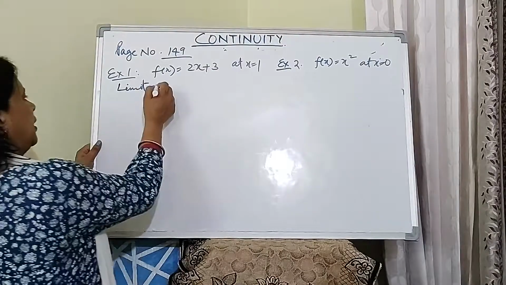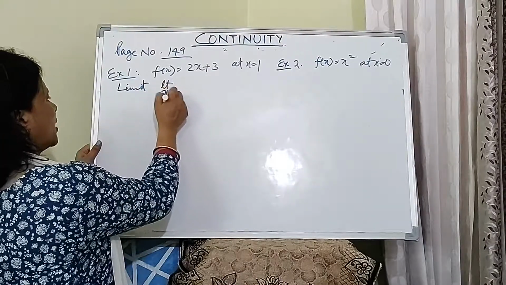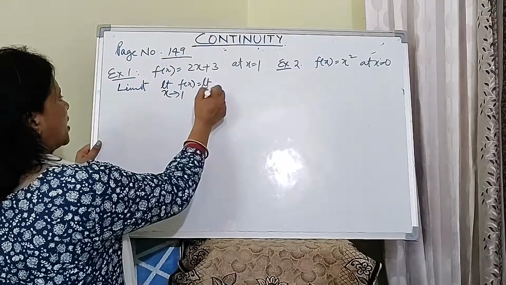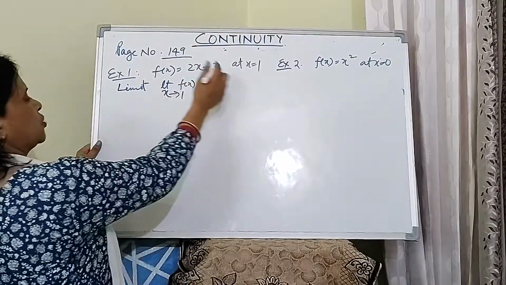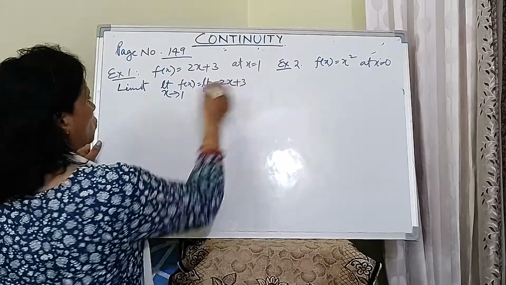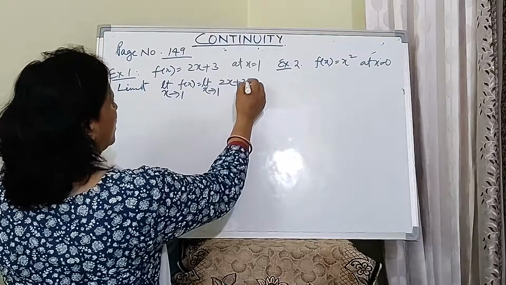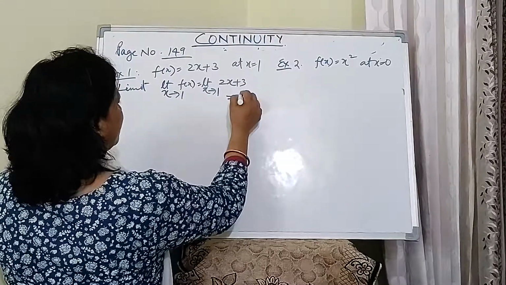Let us calculate the limit of the function. Limit x tends to 1 of f(x). I will write limit x tends to 1 of 2x plus 3. Please write here x is equal to 1. This I will get 5.